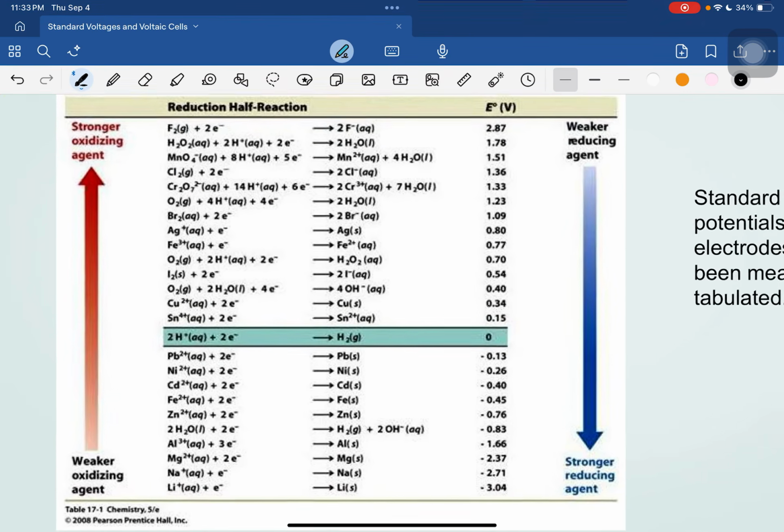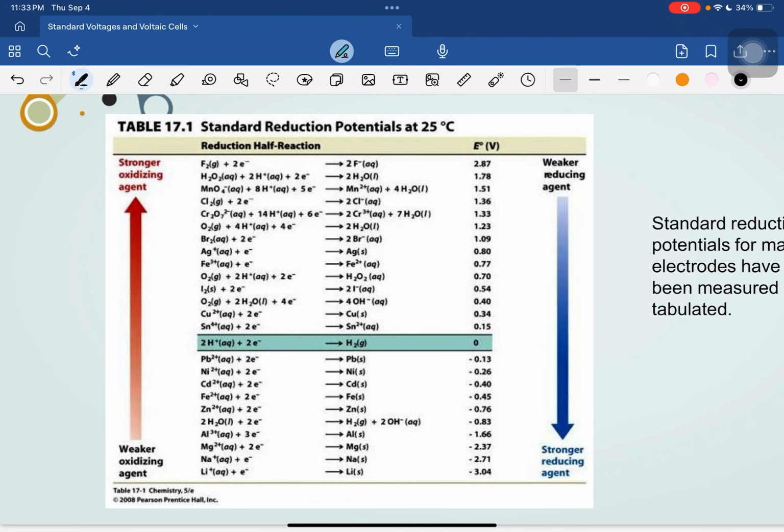So this will be a very, very helpful table, and you can see that in the table, the strong reducing agents are at the bottom and the weak reducing agents are at the top. Likewise, the weak oxidizing agents are at the bottom and the strong oxidizing agents will be at the top. And remember, this table talks about reduction potentials. So where is the reduction potential? Usually reduction, we're actually referring to the cathode side.